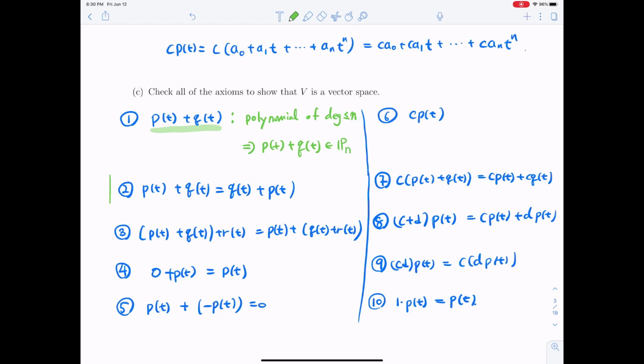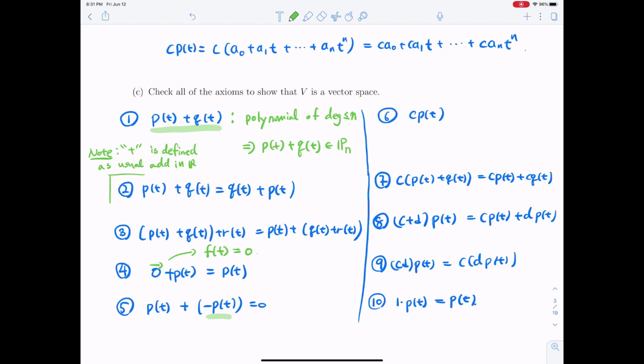And second, note that we define the addition as the usual addition in the real line. So we know that the addition satisfies commutativity and associativity. And if you define the zero vector as the zero polynomial, which is given by f of t equals 0, then that gives you 0 plus p of t equals simply p of t. And we have the additive inverse in P sub n, which is precisely given by negative p of t.